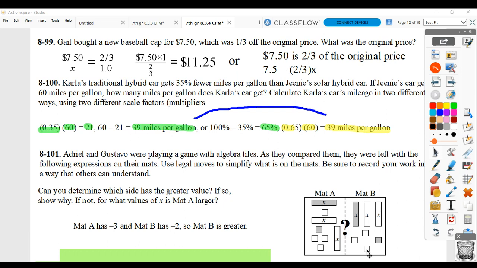Do your legal moves, meaning create your zero pairs, and then you can take, again, a value away from one side if you can also take it away from the other side. And once you've done all that, what you find is that mat A has a value of -3 left. Mat B has a value of -2 left, so mat B is greater.